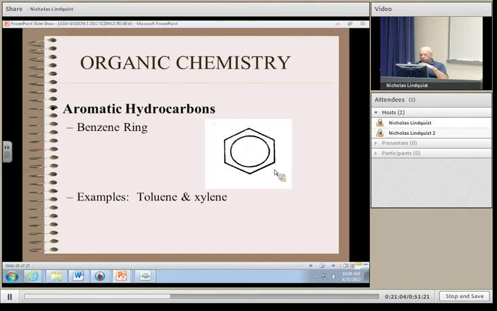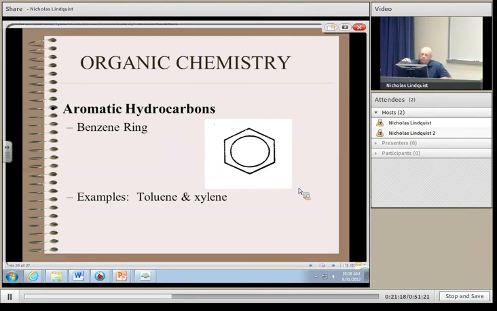Now, if we took, for example, here, if we bonded here, at this location, if we put a methane bond at a location like this, then we would form a chemical that would be called toluene. And if we put another methane group at another point on this particular ring, we would call it xylene.